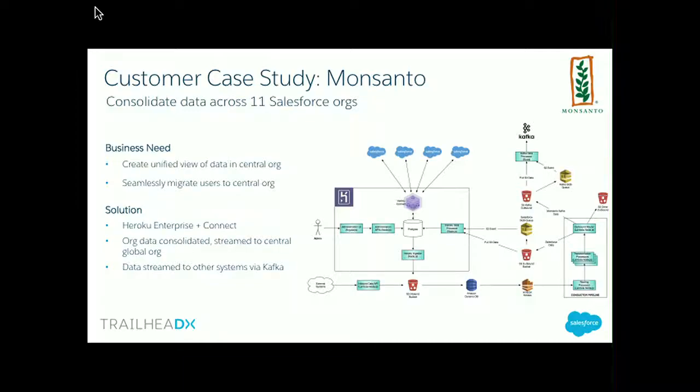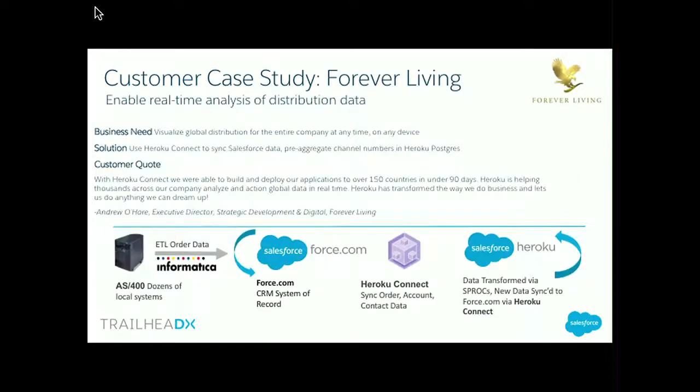They leveraged Heroku Connect and Postgres to bring in the data from all 11 orgs, did a bunch of modeling and transformation in Postgres, and then streamed that information out to a central org. As you can see, there's a lot. It's a small diagram, and there's a bunch of components, and Kafka and Lambda, and it's a very involved project that they did. But at the core of it, they had to get the data from Salesforce, and that's where Connect sat.